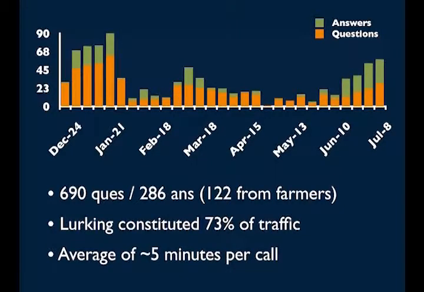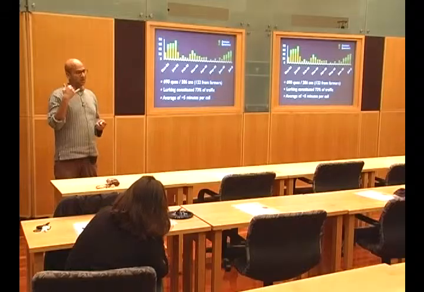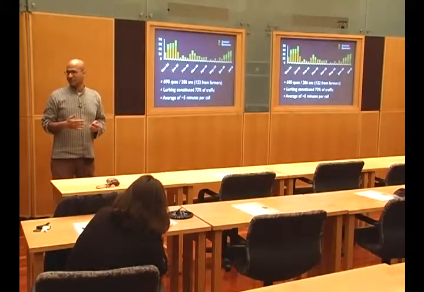You saw that farmers were also very active in answering questions. Out of the 300 answers, roughly, that were generated in the system, a sizable fraction were asked or answered by other farmers. Lurking, those of you who know what lurking means, just means listening in to conversations, right? 73% of the traffic to the system was just farmers calling in and listening to other farmers' questions and answers.